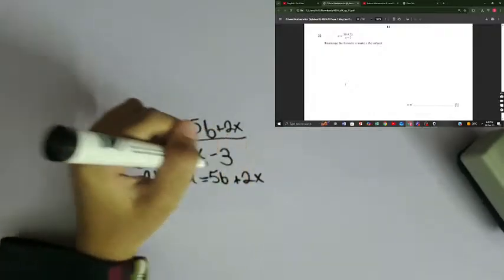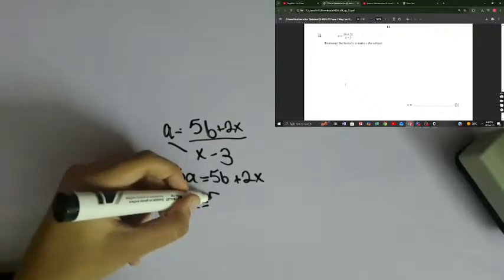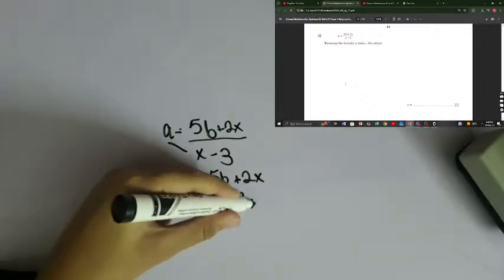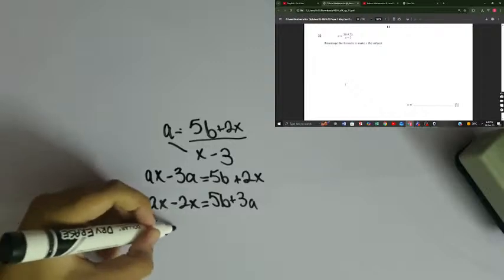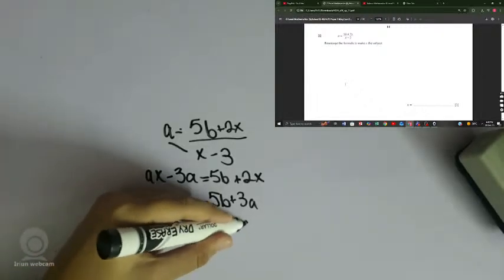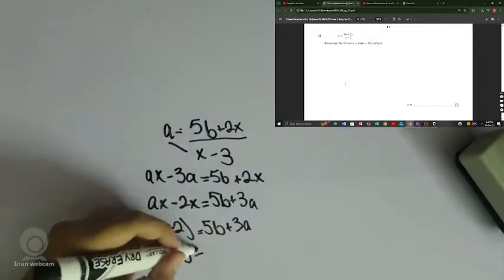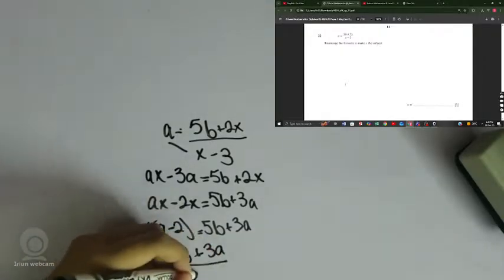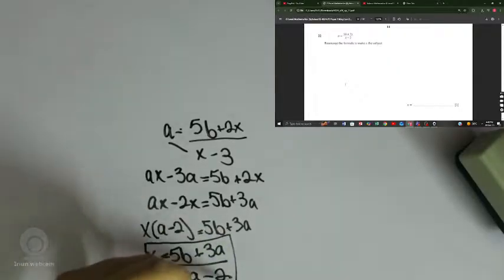Now let's put all the terms that involve x on one side. So ax minus 2x is equal to 5b plus 3a. Now what we can do is extract x by factoring it out. So it becomes x times (a minus 2) is equal to 5b plus 3a. Now let's divide both sides by a minus 2 to get x is equal to 5b plus 3a upon a minus 2. Now we've found the formula with x as the subject.